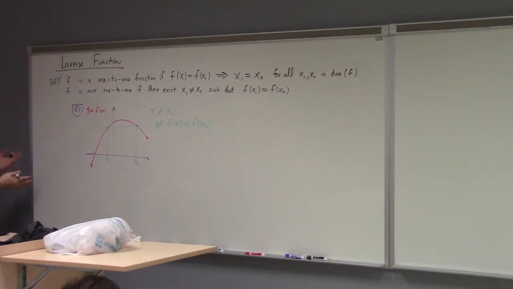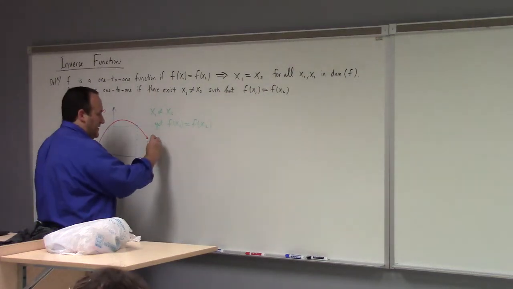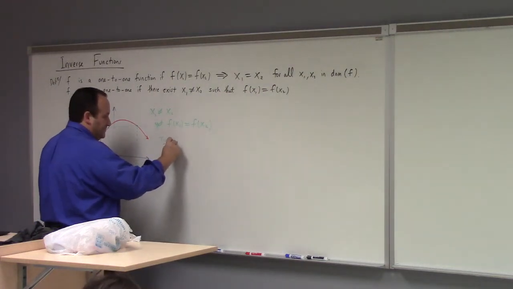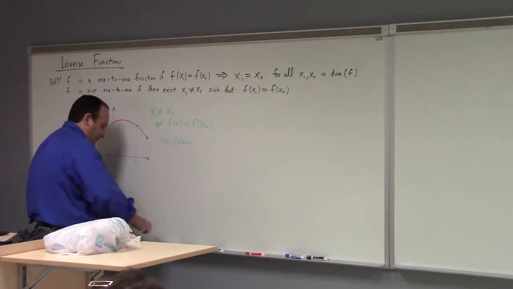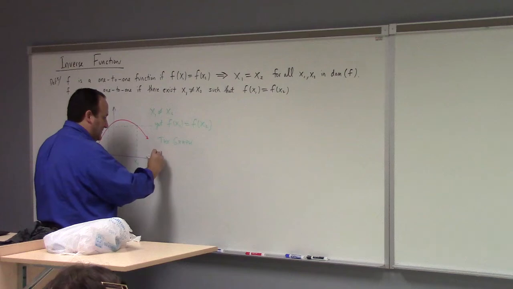So in this case, this graph fails the horizontal line test, is what we say. So this graph, let me write in a different marker, that one's kind of hard to see, fails the horizontal line test.